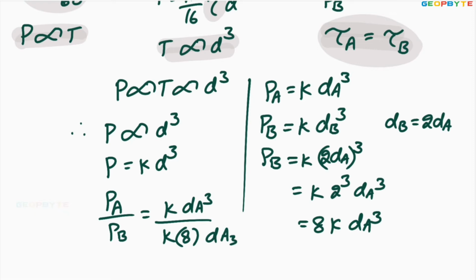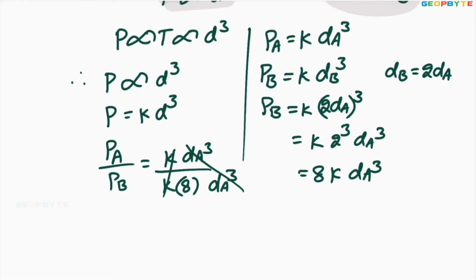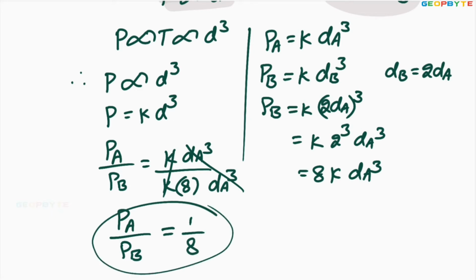Should be very careful. Here dA cube is cancelled, K is also cancelled. Finally, power transmitted by A divided by power transmitted by B equal to 1 by 8. So that is the answer. So PA by PB equal to 1 by 8.